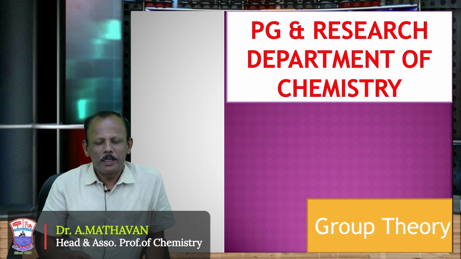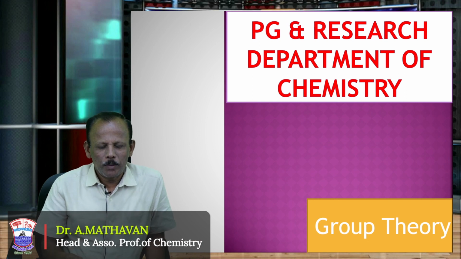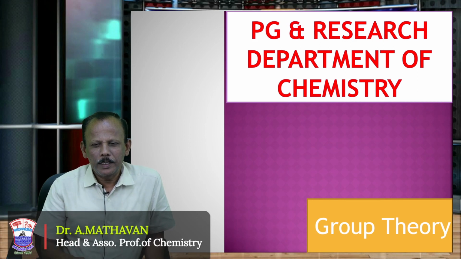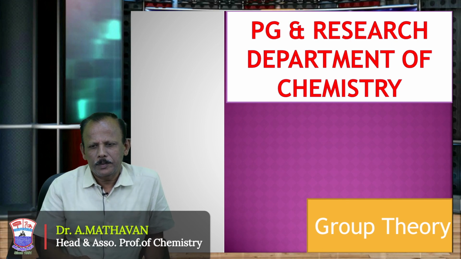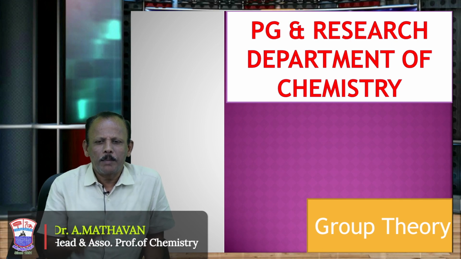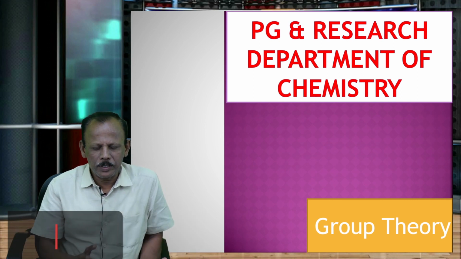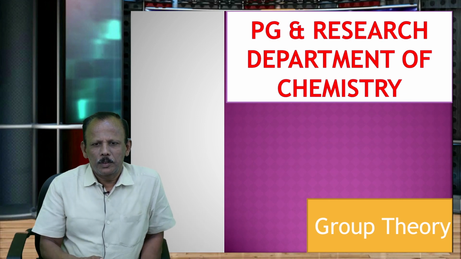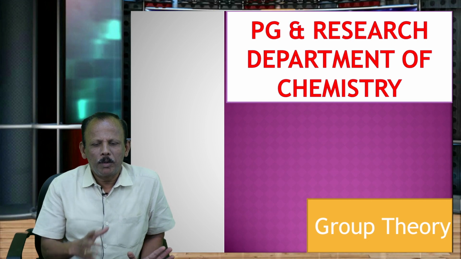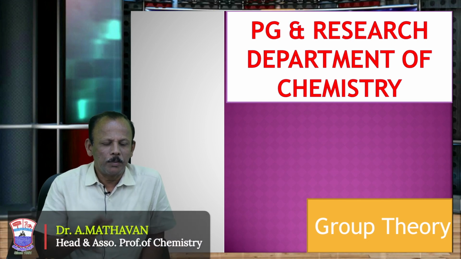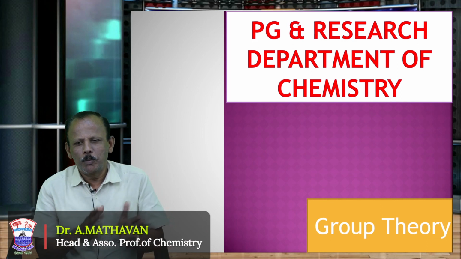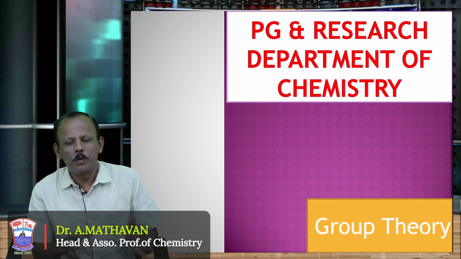The symmetry elements are the identity element, proper axis of rotation, plane of symmetry, improper axis of rotation, and center of symmetry. These are the elements which may or may not be present in the molecule, depending upon the structure. The elements which are present in the molecule form a group. This means a collection of elements which obey certain properties form a group.